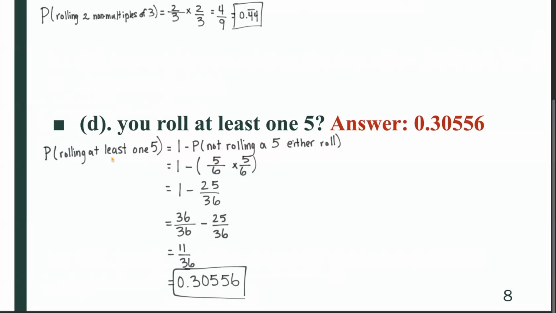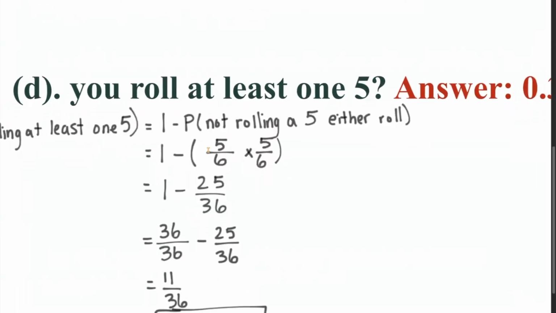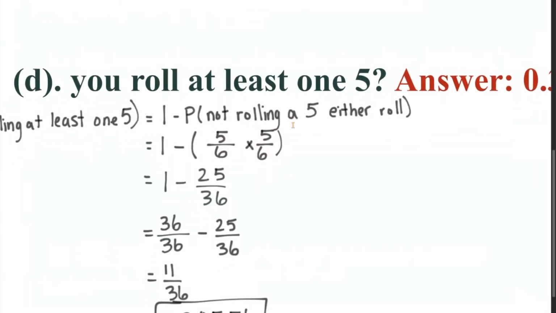So you can do the probability of rolling at least one 5 equals 1 minus its complement, which is the probability of not rolling a 5 on either roll. So here, if we were to break down, what is the probability of not rolling a 5 on either roll? That means you could roll a 1, 2, 3, 4, or a 6.